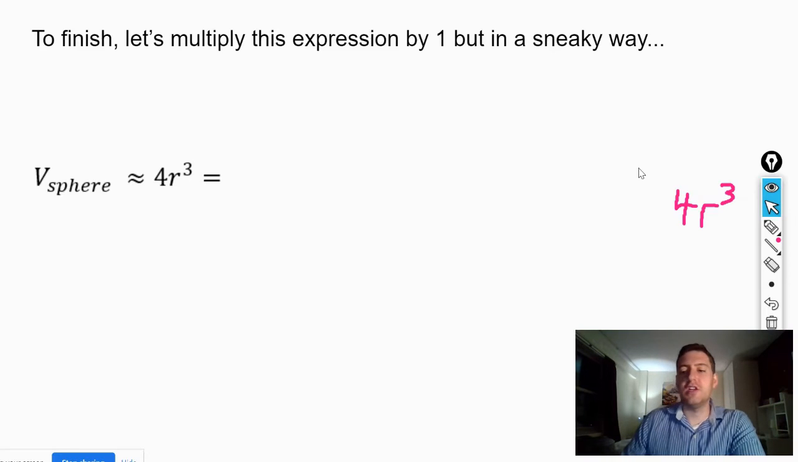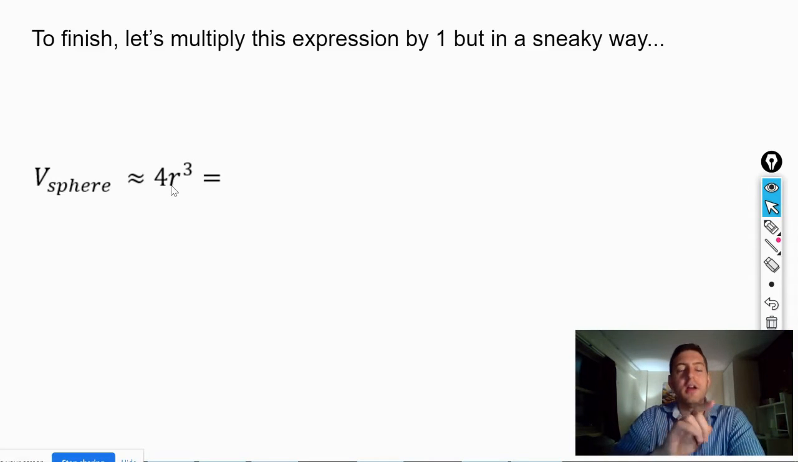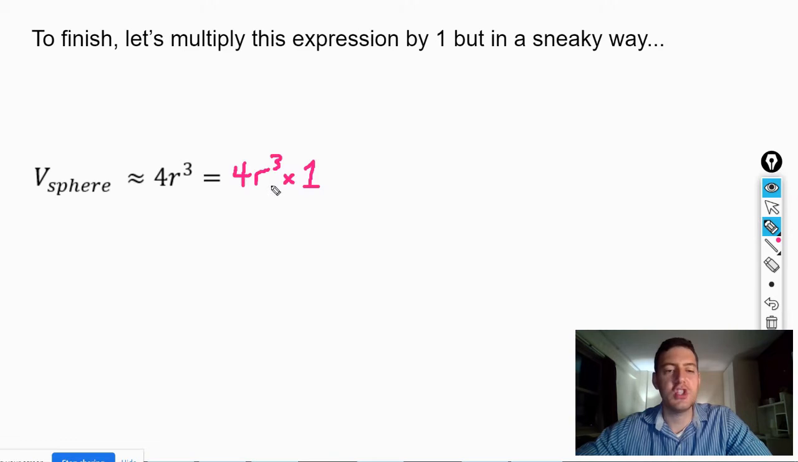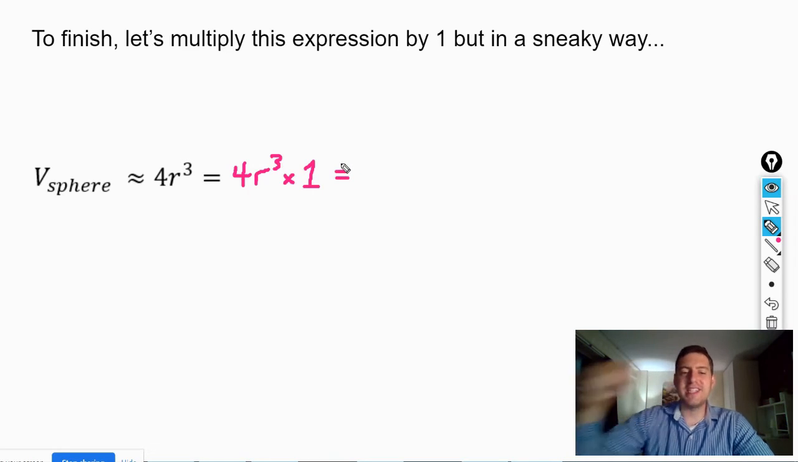All right, now to finish, we're going to multiply that expression that we just got by 1. I hope you'll agree that whenever we multiply something by 1, the value does not change. Okay, so if we write 4r cubed times 1, that's the same thing as 4r cubed. So we're not changing the value of this, okay? But we're not actually going to write 1 here. We're going to write 1 in a sneaky way.